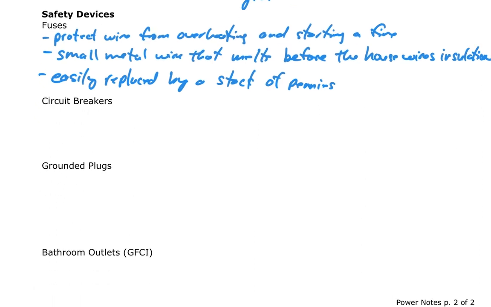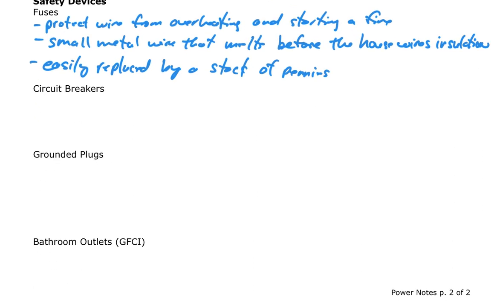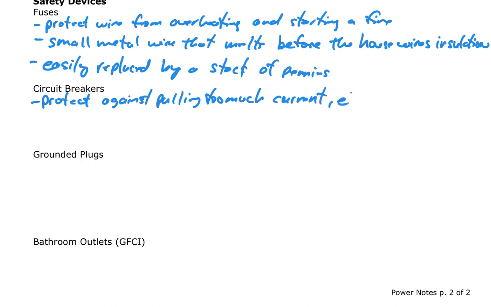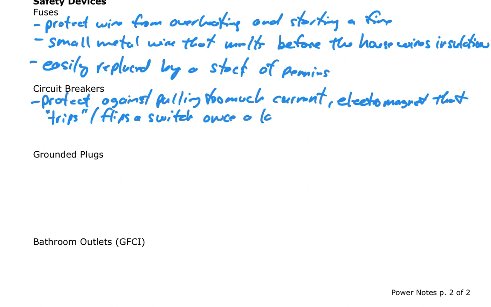So instead, most fuses in homes have been replaced by circuit breakers. Circuit breakers are also designed to protect against house fires or against pulling too much current. They just work a little bit differently. So they don't have something that melts, they have an electromagnet that trips or flips a switch once a large enough current is reached.